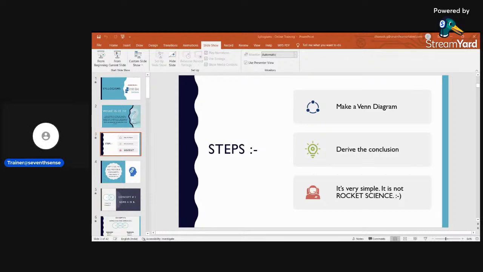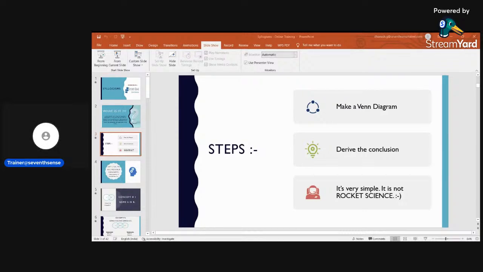Okay, so let's move on to concept 5. Some A is B and all B is C. Some A is B means one circle is connected with the other circle, and all B is C means one circle will be within another circle. So A and B are the connected circles, and B will be within C.